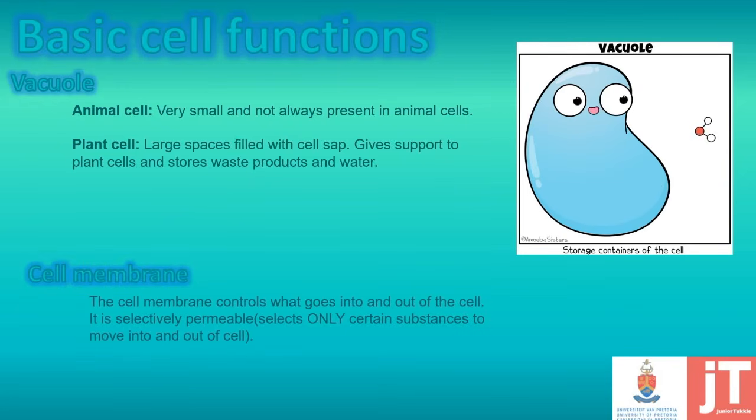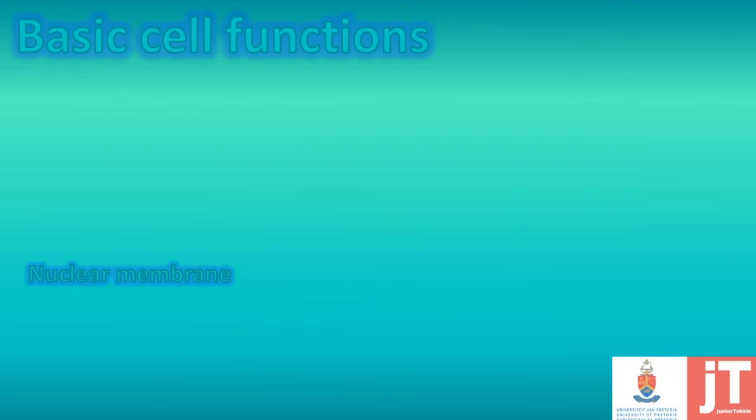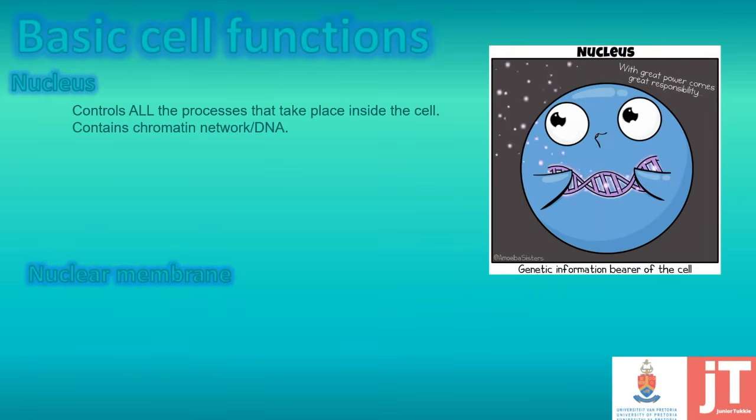Then we have the cell membrane. The cell membrane is extremely important because it controls what goes into and out of the cell. So the cell membrane is selectively permeable. A very big new word, but it only just means that it's very selective. It only selects specific substances to move into and out of the cell.